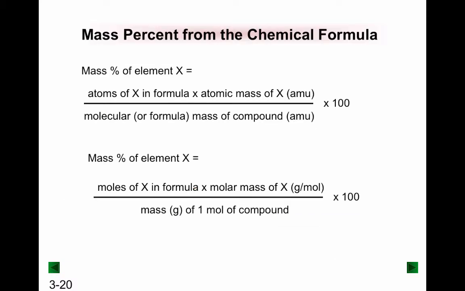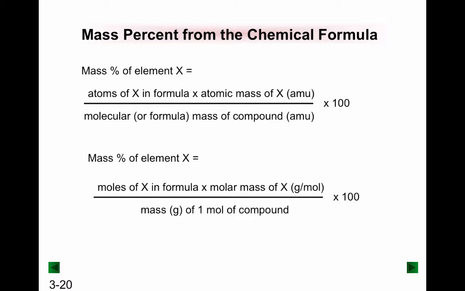We are able to determine what fraction of mass each individual element contributes to the overall mass of the compound. This is known as the mass percent. To find the mass percent of any element in a compound, you take the number of times the atom of the element of interest appears in the chemical formula and multiply it by its atomic weight.